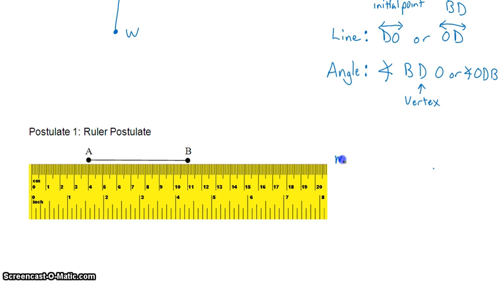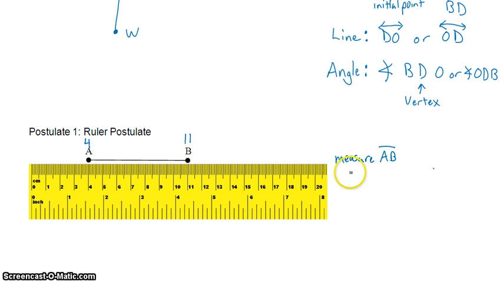To find the measure of segment AB, we put a ruler next to segment AB. If we look, B is at 11 and A is at 4. Now that does not mean that AB has a length of 11 or 4, but this postulate allows us to use those two numbers to find that length.